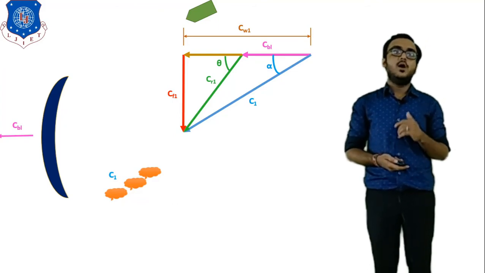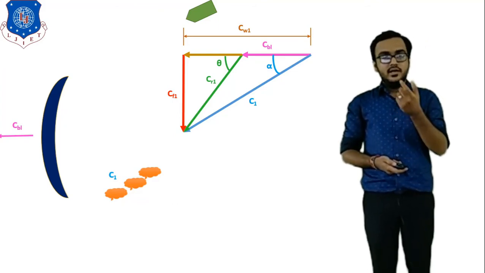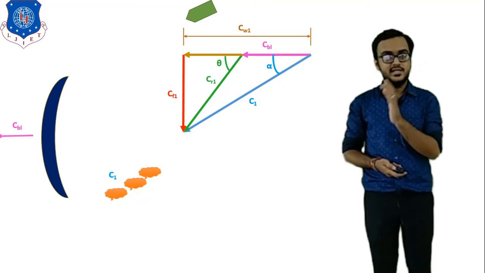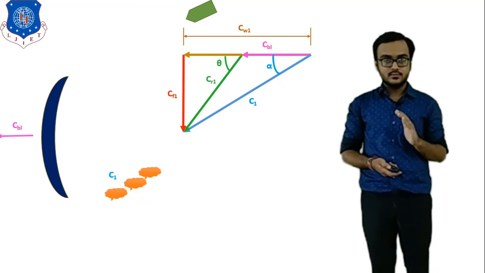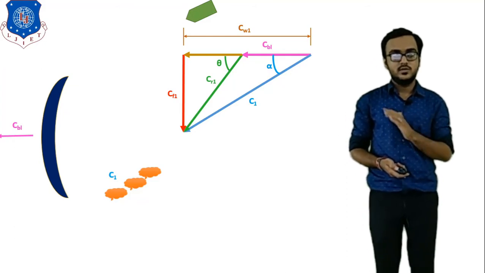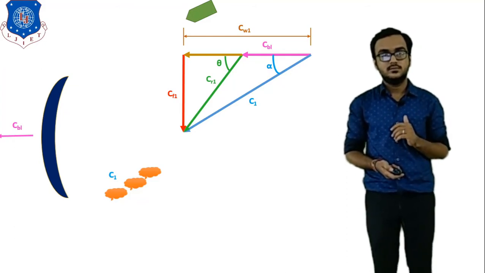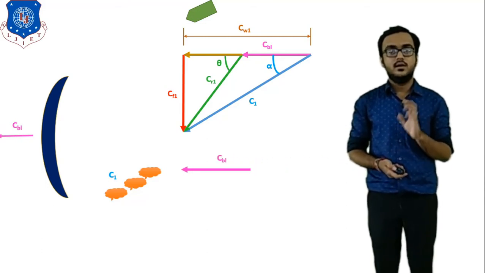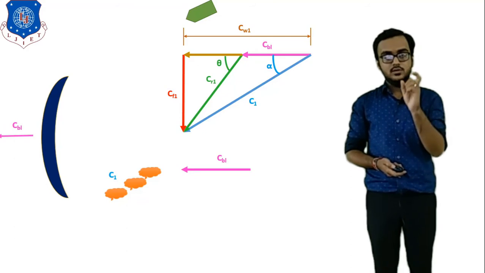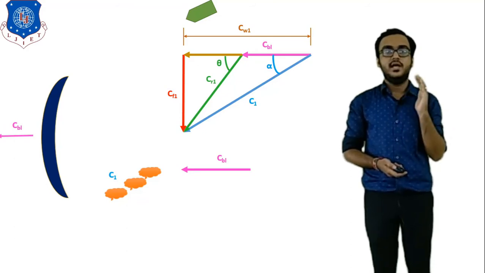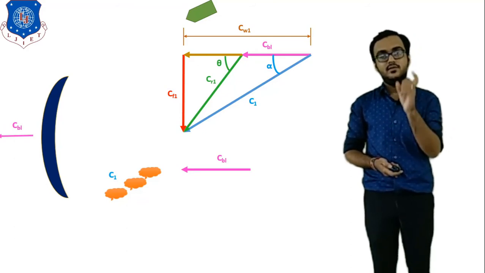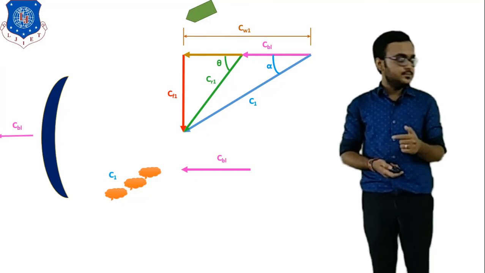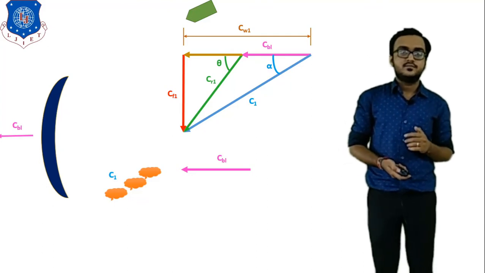Now the outlet triangle. To discuss the outlet triangle, here you need to consider one vector, that is CBL, because the blade is moving in the horizontal plane. So here we have the vector CBL. Because the blade is moving in the horizontal plane with a certain velocity, we need to plot one vector which represents the velocity of the blade, and that is CBL in our case.